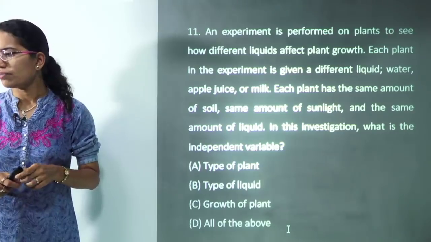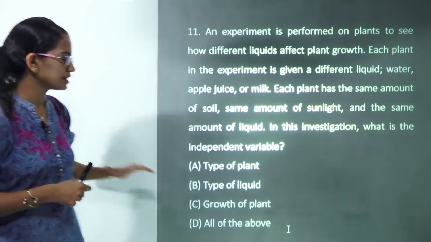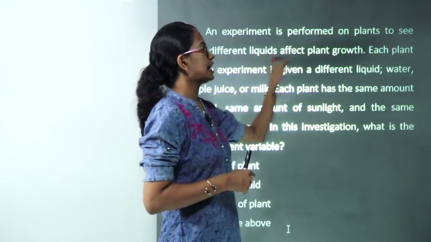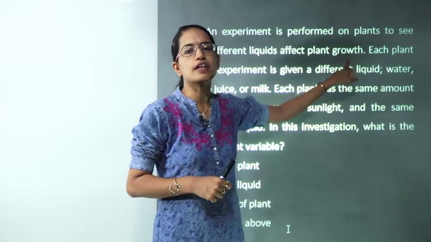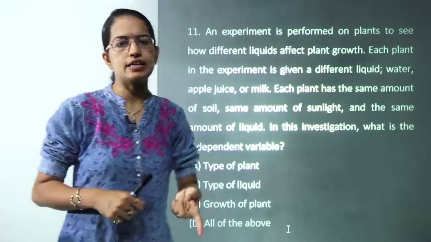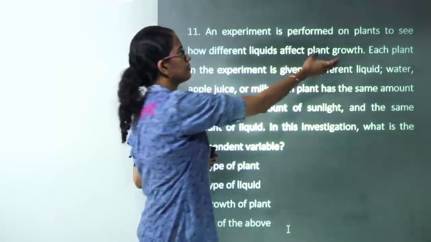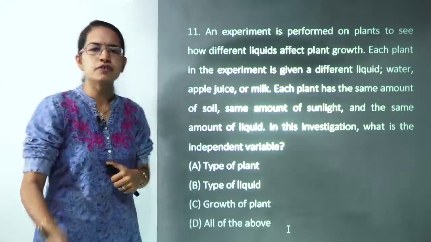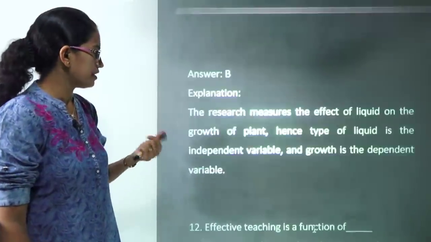Pankaj, no. Mohan, Pooja, correct. So it's basically the type of the liquid. Type of the liquid is the independent variable, and that's affecting the plant growth. So plant growth becomes the dependent variable. Plant growth would be dependent on the type of the liquid, and therefore the type of the liquid is the independent variable, and plant growth is the dependent variable.